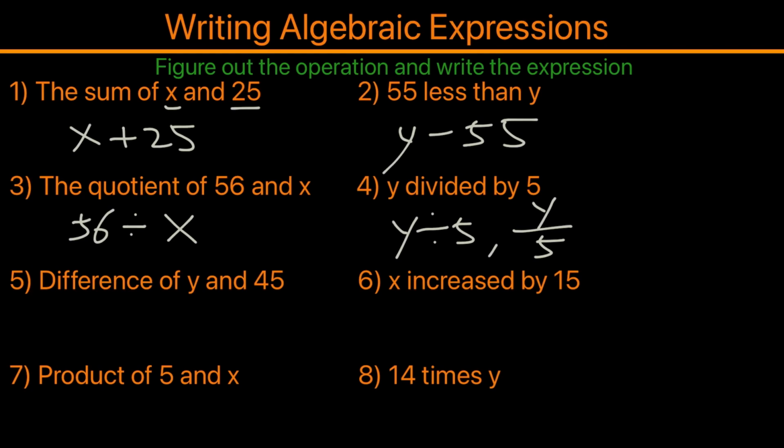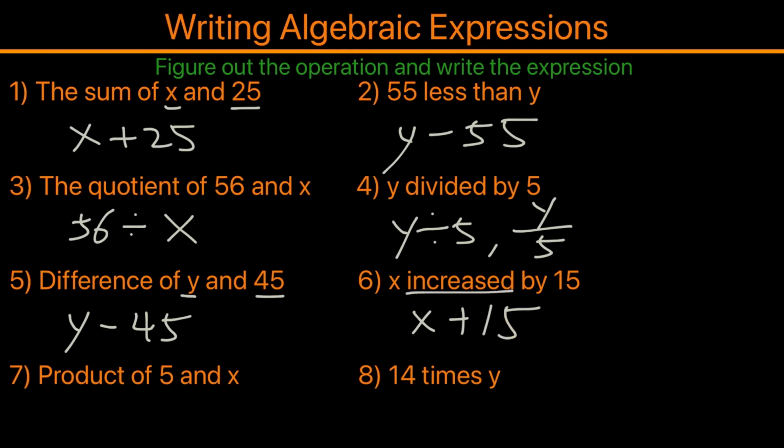For the fifth example, we have difference of y and 45. So the difference would be the result of one number minus another. In this case, it's y and 45. So we would take y minus 45. The sixth example, x increased by 15. So x, in this case, would increase, meaning that we will add 15.